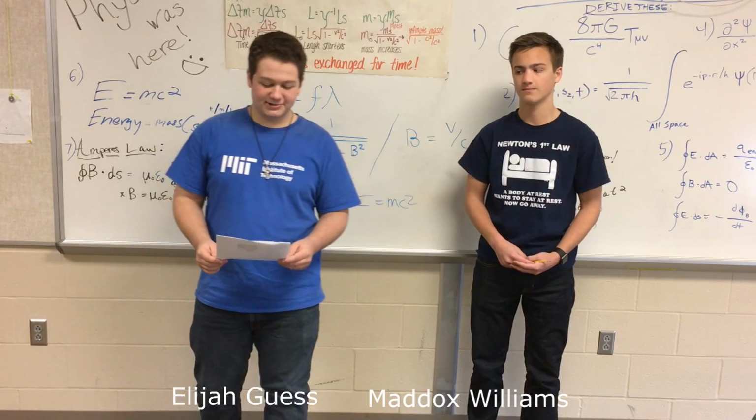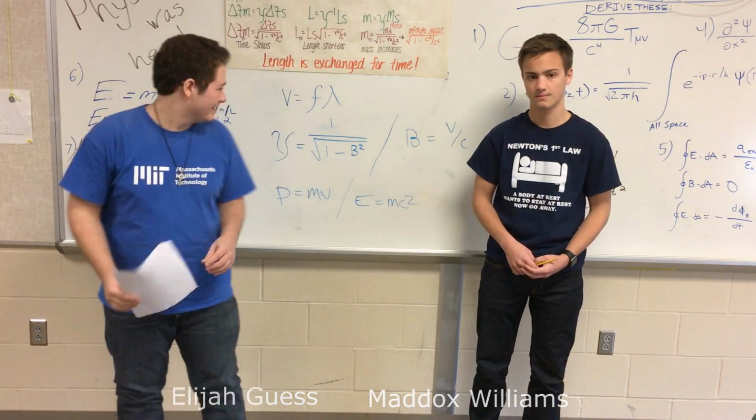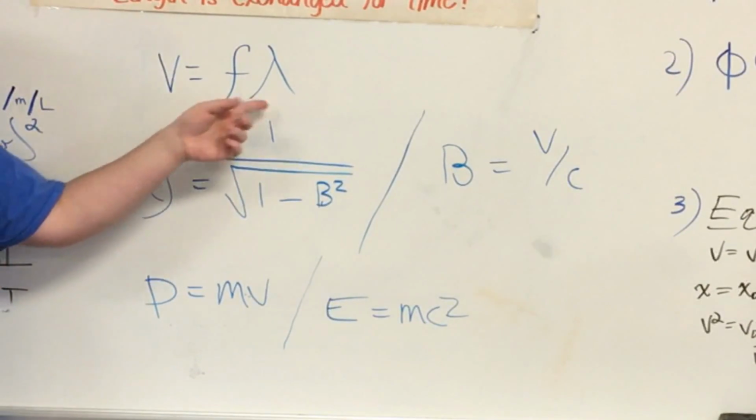In the 19th century, a scientist named Clerk Maxwell came up with the equations for the propagation of waves. This led to the development of an equation for the velocity of a wave, which is the frequency times the wavelength.